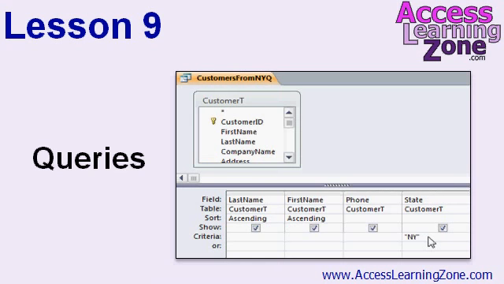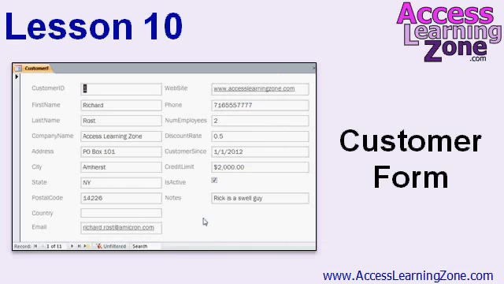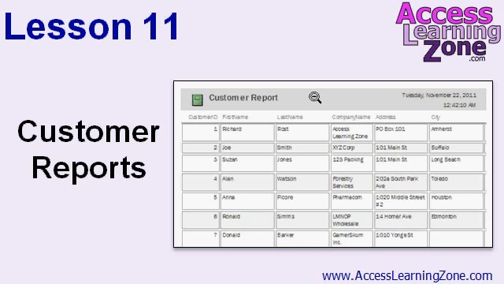In Lesson 9, we'll learn how to build a query, apply a multi-field sort to the query, and a criteria filter. In Lesson 10, we're going to build a customer form so we can present our user with a nice friendly interface for editing records. In Lesson 11, we'll build a couple of different customer reports, including some customer mailing labels.